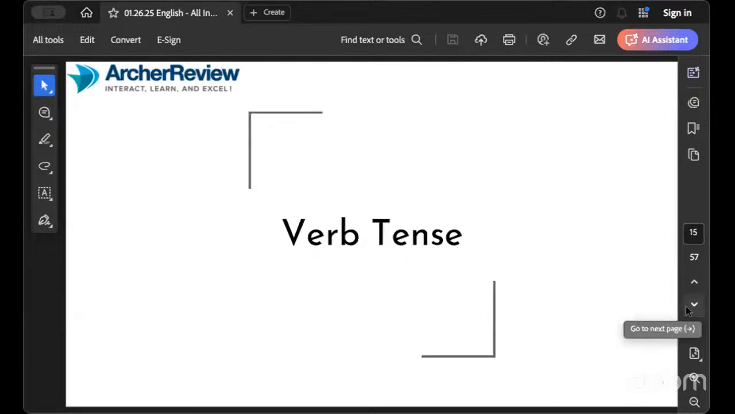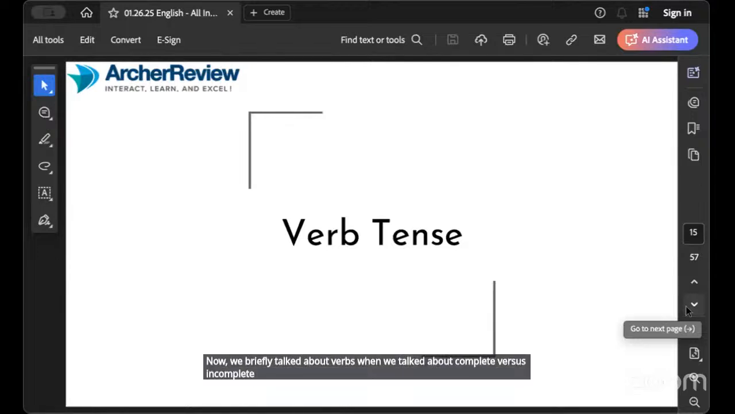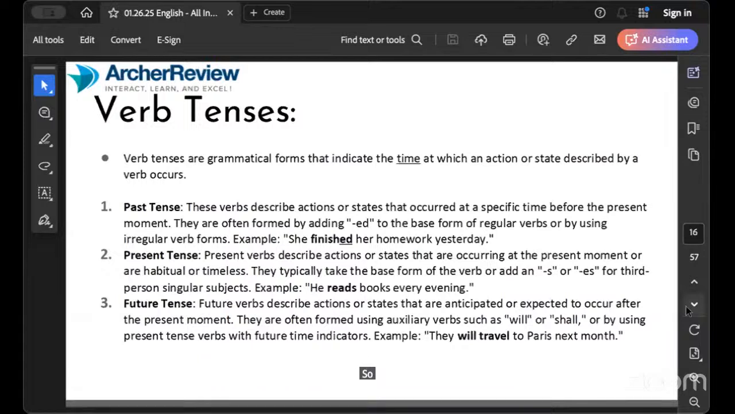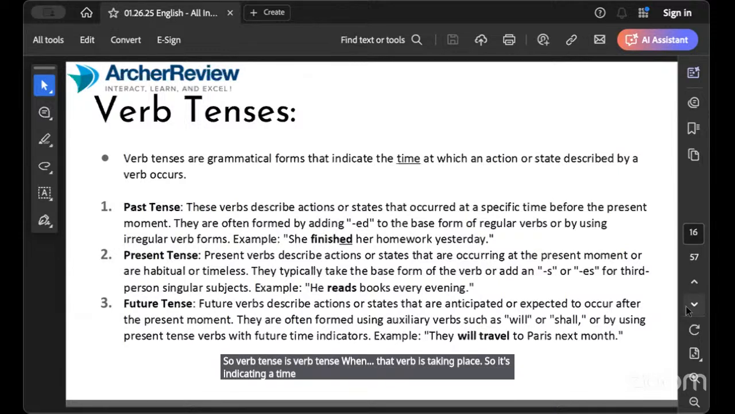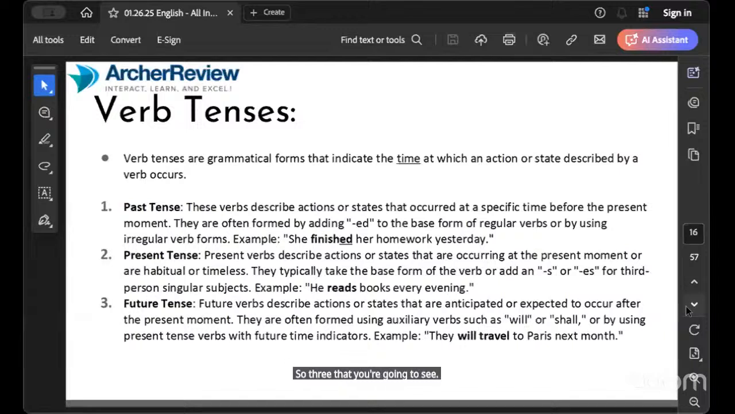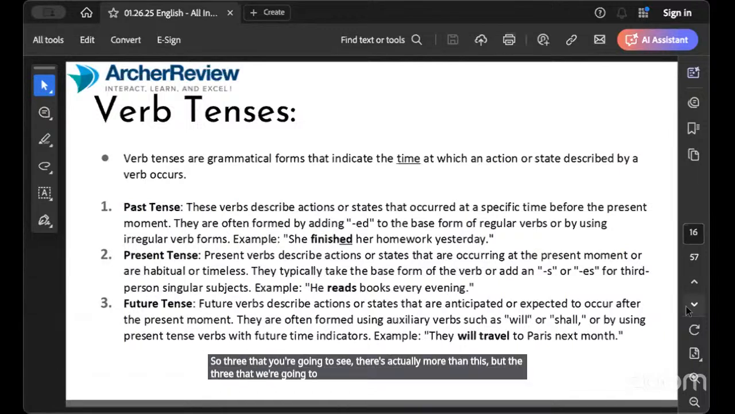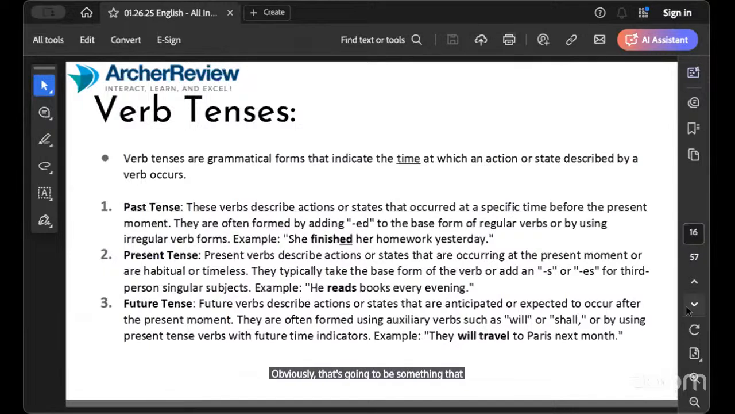Now, we briefly talked about verbs when we talked about complete versus incomplete sentences. However, for this section, we're going to take a look at verb tense. Verb tense is when that verb is taking place. It indicates a time in which the action or state being described did occur. There are actually more than three, but the three we're going to focus on tonight start with past tense. Obviously, that's something that happened before the present moment.